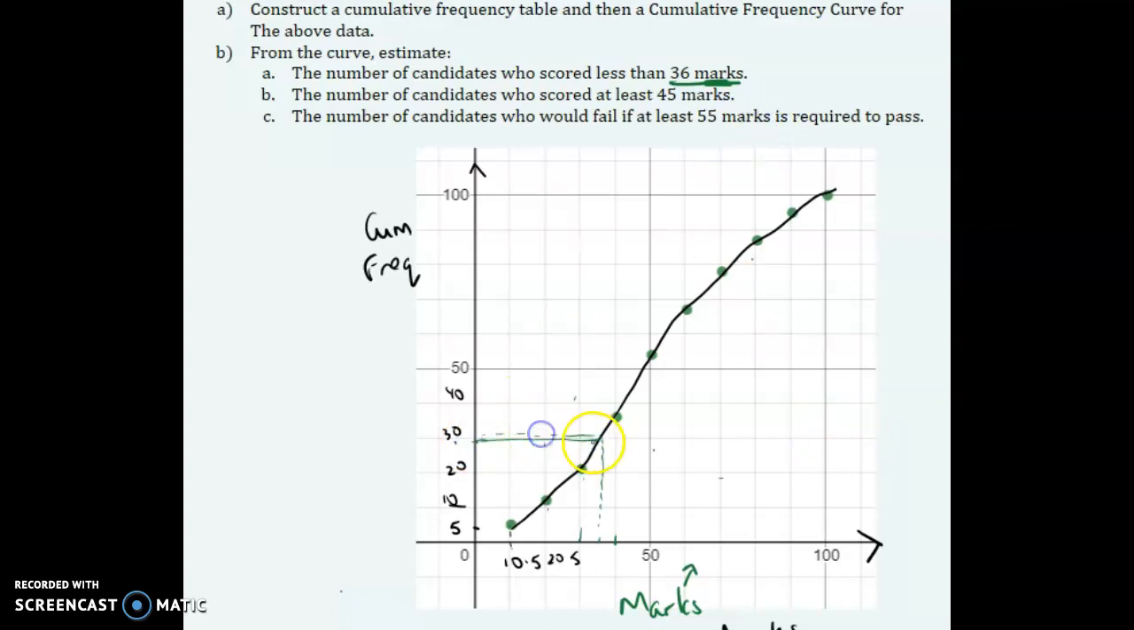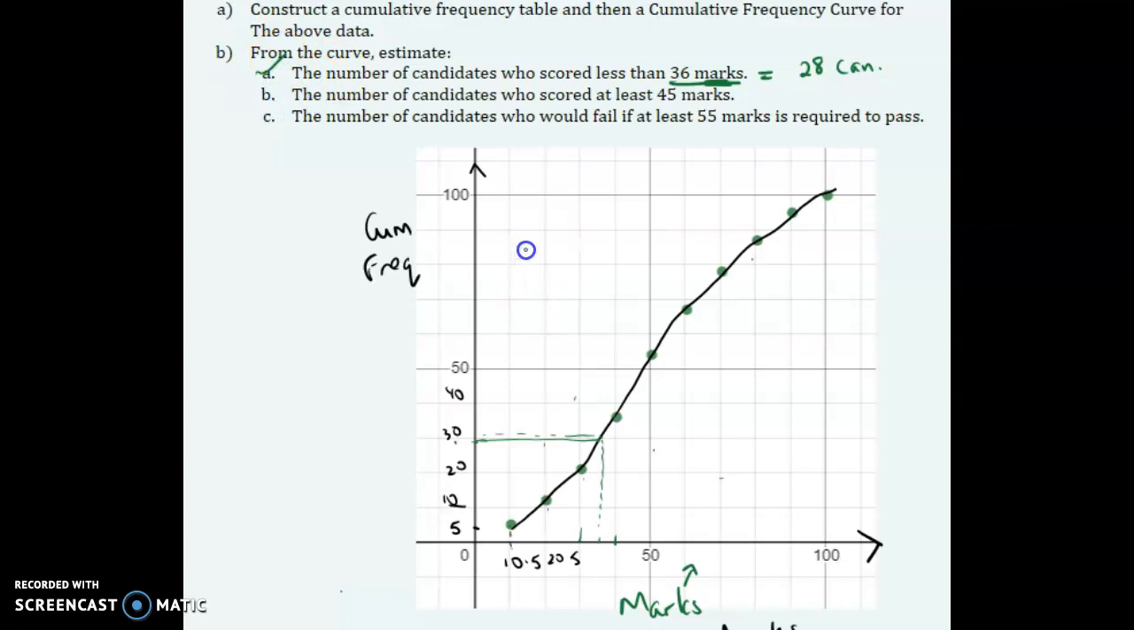Now, 28 candidates had scored up to 36 marks. They did not score 37 marks or anything like that. But 28 candidates scored 36 marks and less, right? So those who scored less than 36 marks, the answer for this would just simply be 28 candidates, right? So that is the end of this part. Now moving on to the next part.